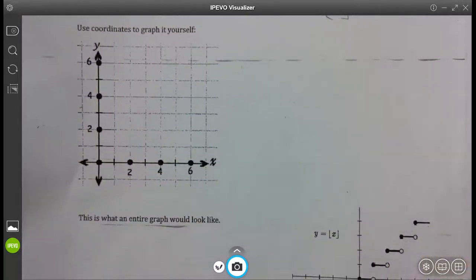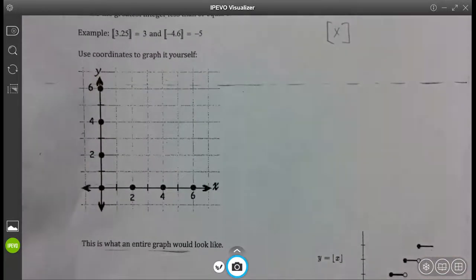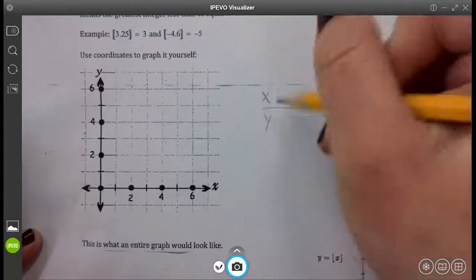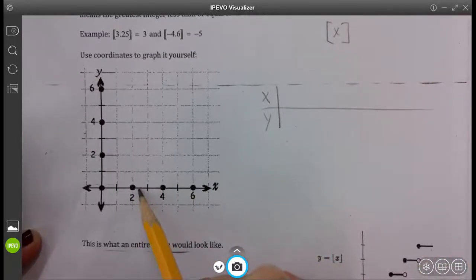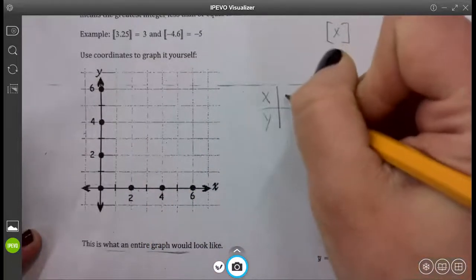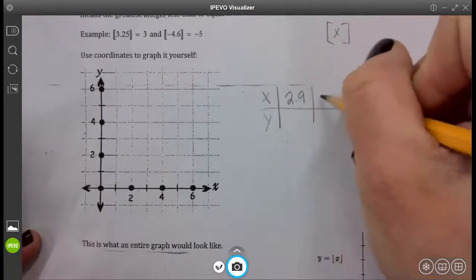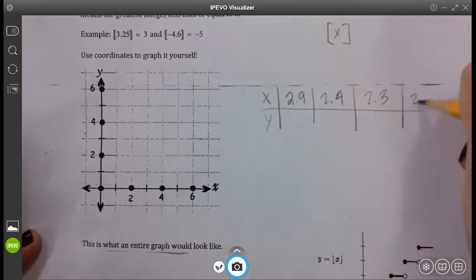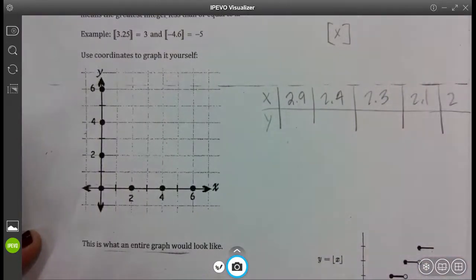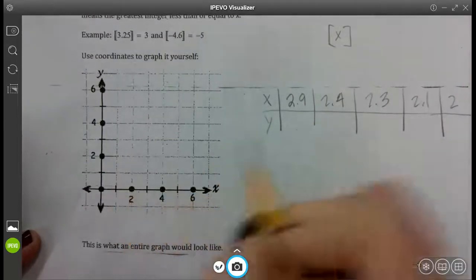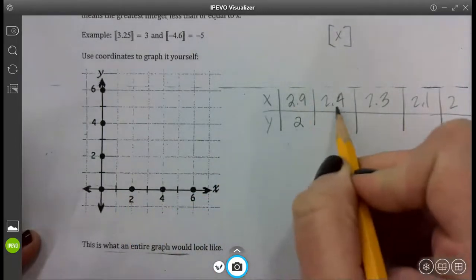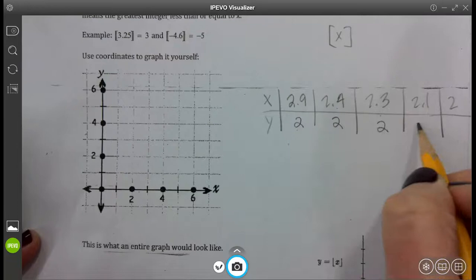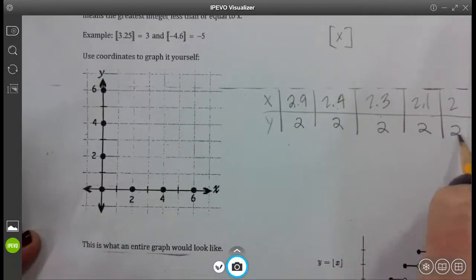Here we have coordinates to graph yourself. So let's talk about these numbers. How would I graph this? Let's just make an XY table and let's just pick one value. Let's talk about the number 2. If I had 2.9, 2.4, 2.3, 2.1, and 2, what would my outputs be? Well, if I had 2.9, I'm rounding down, so I would get 2. If I had 2.4, I'm rounding down, so I would get 2. If I had 2.3, I'm rounding down, so I'd get 2. And 2, well, can't round down more than 2, so it's 2.